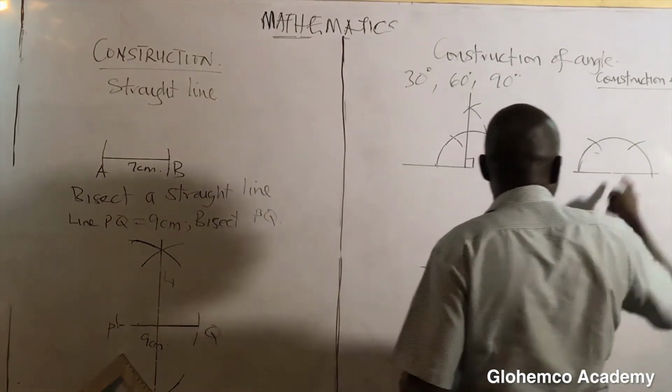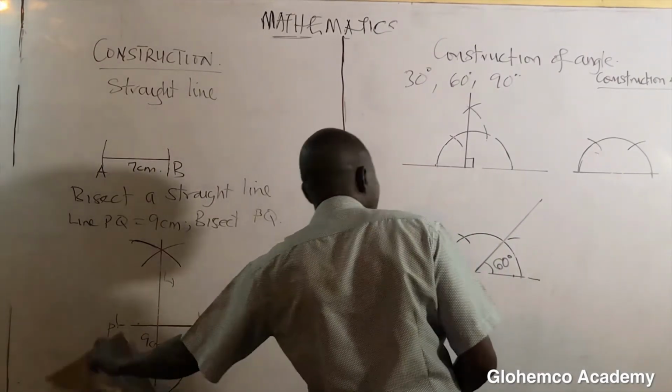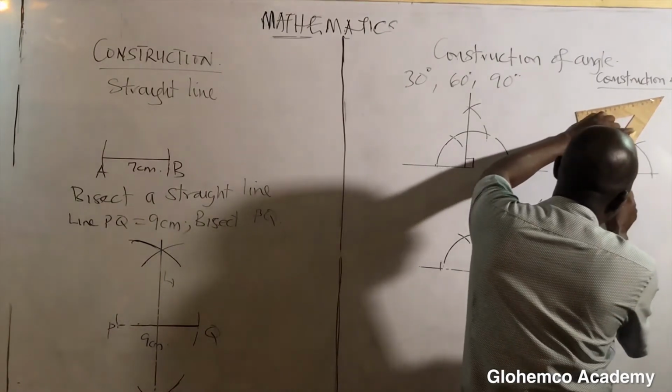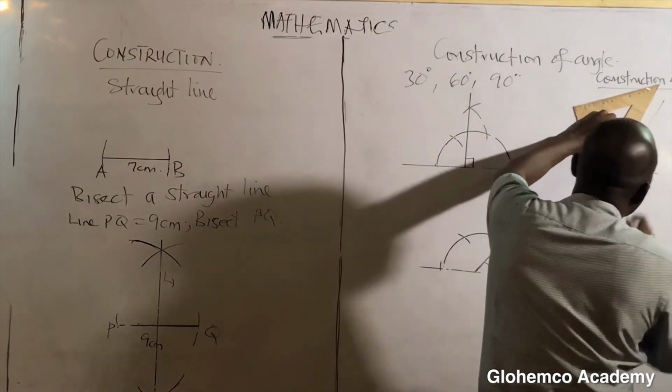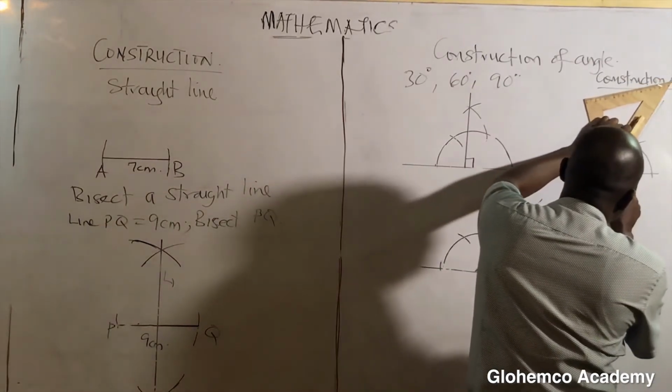Now, don't forget the first arc here represents 60 degrees. So you have to draw like this. You create your 60 degree. That's the first one, 60 degree.